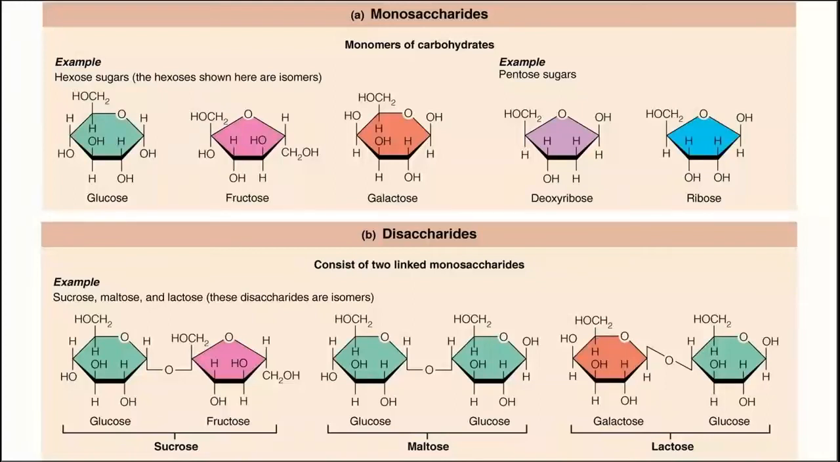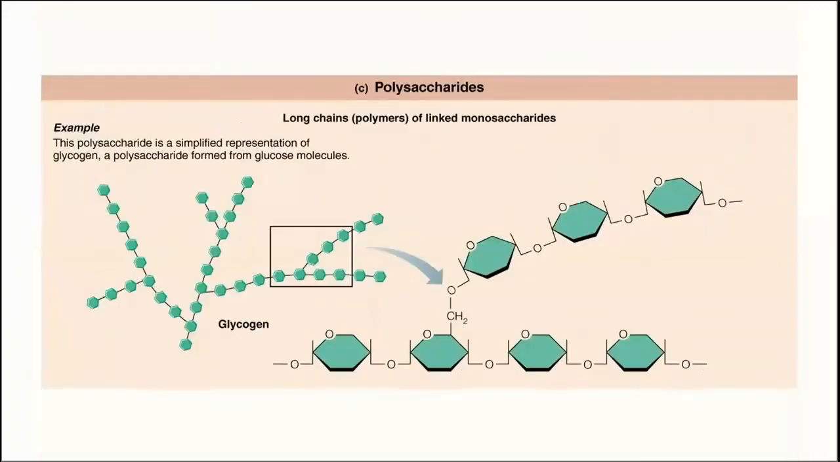So from these monosaccharides, we can build disaccharides. Disaccharides are two monosaccharides that are linked by a chemical bond. And so sucrose here, which is table sugar, is a glucose molecule that's chemically bound to a fructose molecule. So sucrose is a disaccharide composed of the monosaccharides called glucose and fructose. Maltose is simply two glucose molecules that are joined by a chemical bond, and lactose is a galactose and a glucose that are linked together.